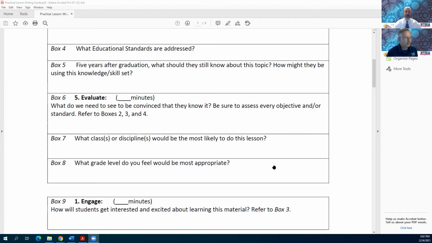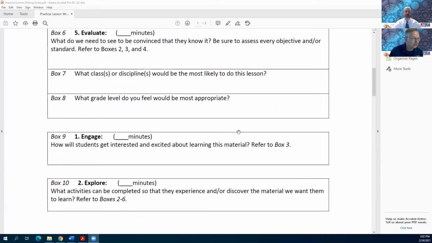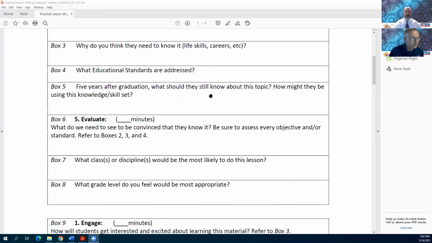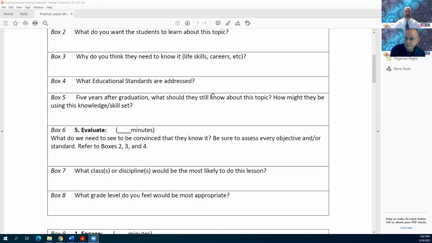Okay, then box 7, box 8: what class, what discipline is most likely to do the lesson, and what grade level, and so on. That's going to be aligned to what you're doing. So preliminary stuff: we figure out what we're teaching, why we're teaching it, and we write the test for it. That's what we do first.